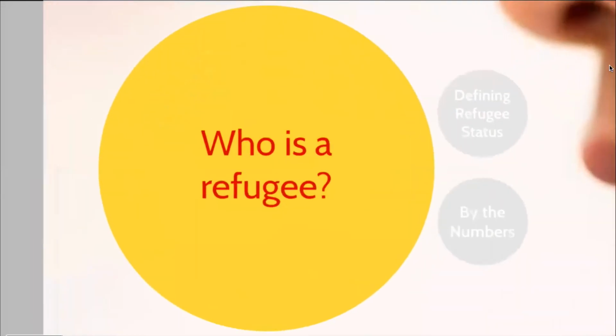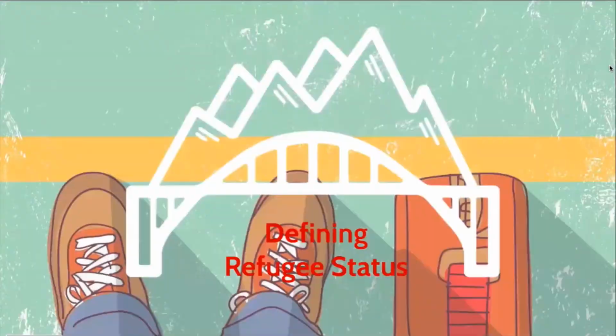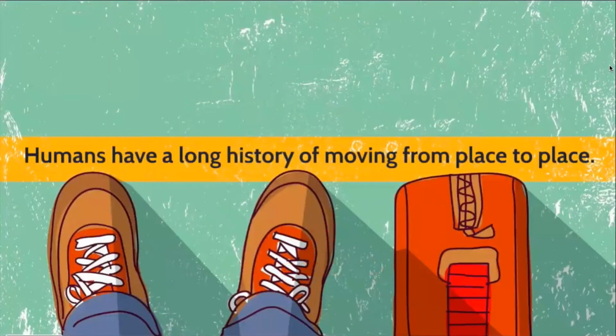Who is a refugee? To answer this, we'll first need to define refugee status and distinguish those with refugee status from other types of immigrants. Humans have a long history of moving from place to place. There are many motivating factors. Let's look at different categories of individuals who make their way to America.